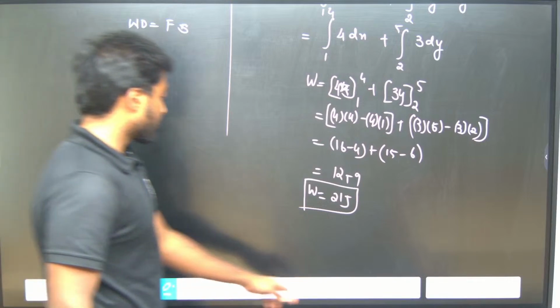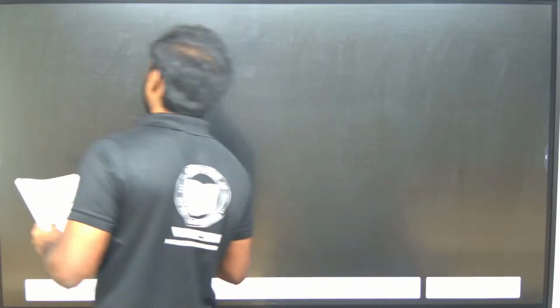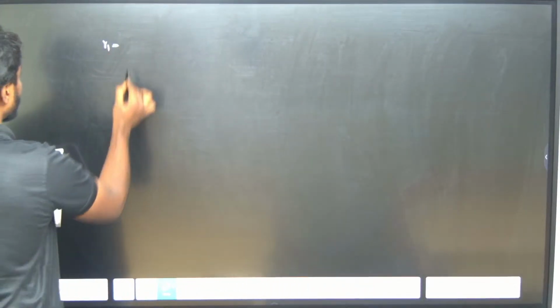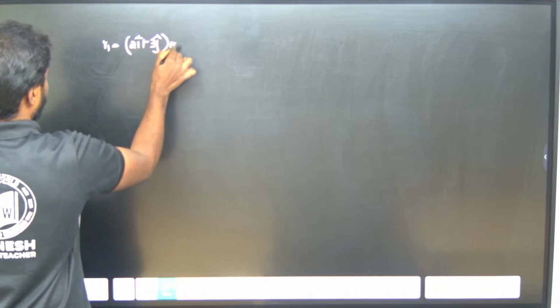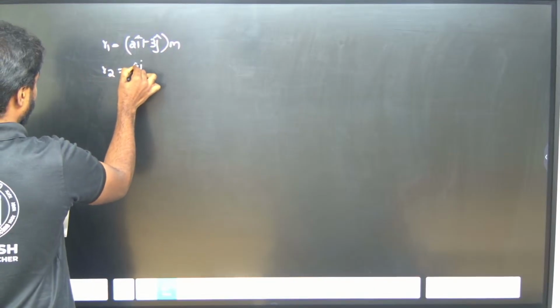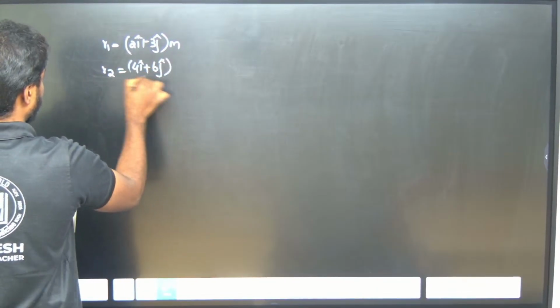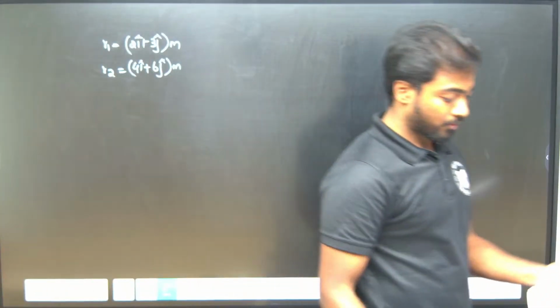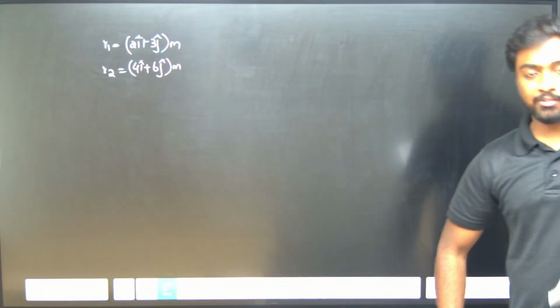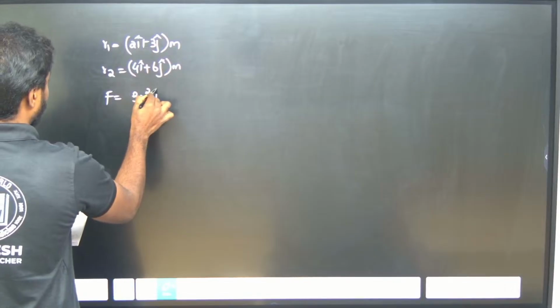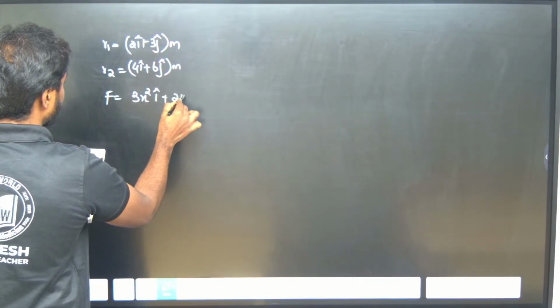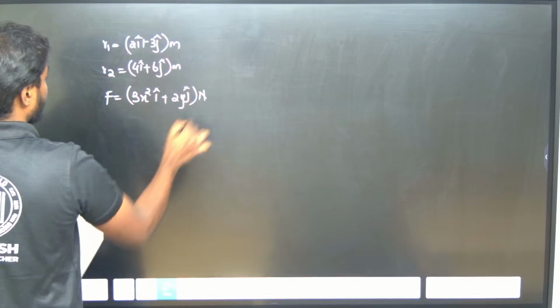Okay, so the next question is, an object is displaced from a position vector. Now they have given the position vector, that is r1 is equal to 2i cap plus 3j cap meter, and r2 is equal to 4i cap plus 6j cap meter. Force is given as F equal to 3x square i cap plus 2y j cap Newton. So what is the work done?